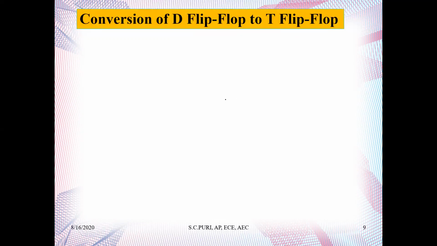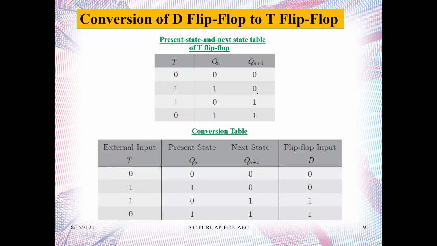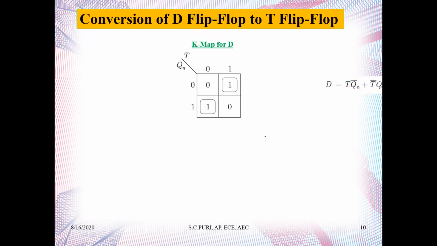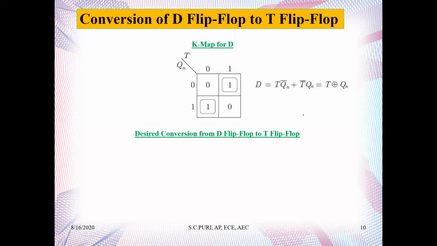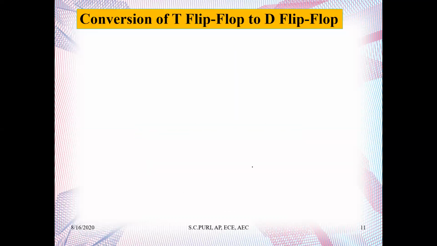Now we will convert D flip-flop to T flip-flop. As you can see here, the present state and next state table of T flip-flop is this one. We have talked about this, and this is the conversion table for D flip-flop to T flip-flop. Similarly, we will get the K-map for D. We get T XOR of Q1, and now this is how we see here. Now we are getting this T from D.